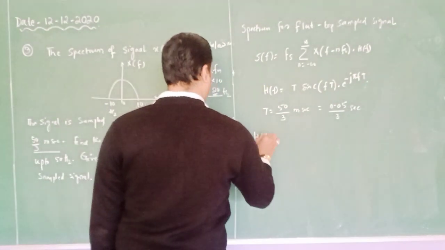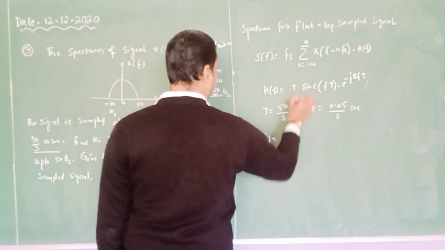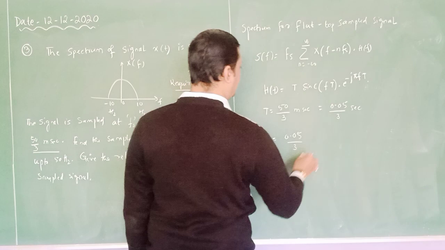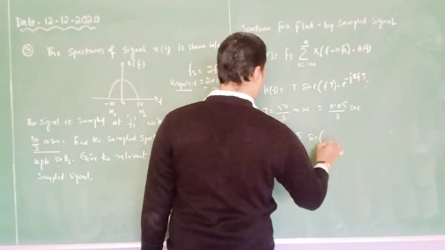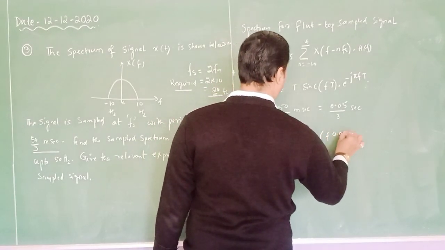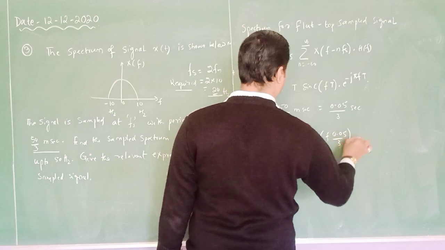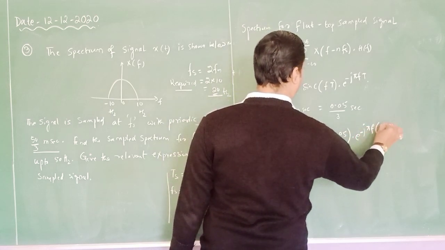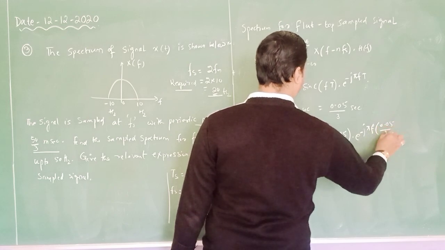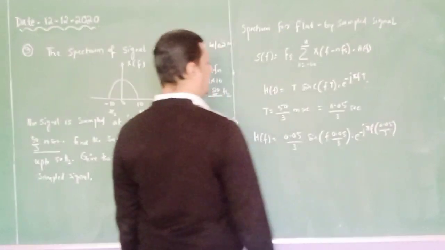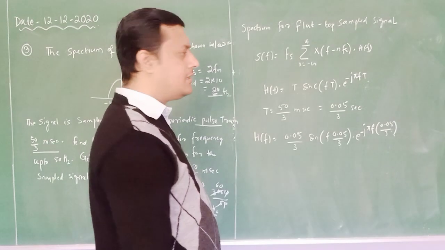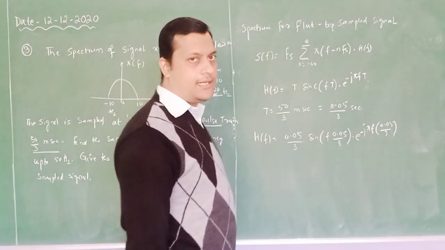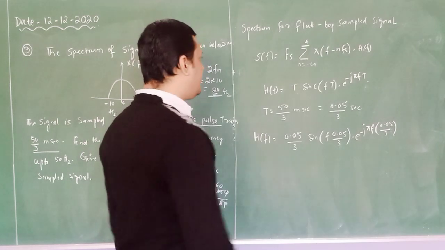So H of f we will get by substituting here: 0.05 divided by 3 sinc of f into 0.05 divided by 3, e to the power minus j pi f 0.05 divided by 3. So this is my rectangular function. I need to multiply this value here and then I will explain. That is the sampled signal, what it is expected.